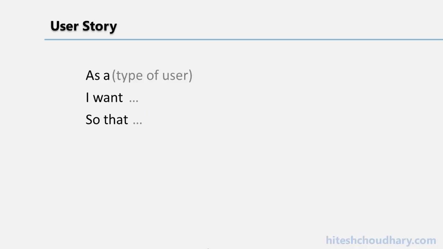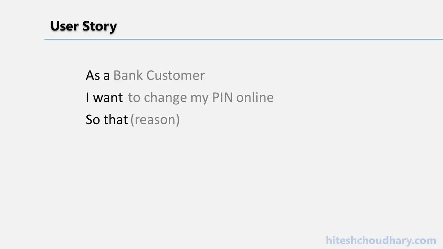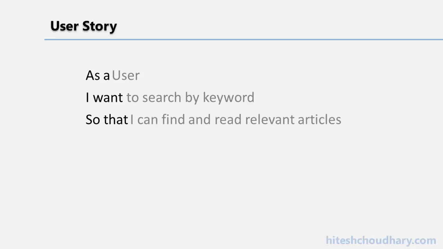As a type of user or role, I want, and here you describe the goal, so that, the reason or the benefit. The "so that" part is optional, but it is very useful. So an example: as a bank customer, I want to be able to change my PIN online so that I don't have to go to the branch. Focused on one specific goal, one specific user, for a particular reason. Or, as a regular user, I want to search by keyword so that I can find and read relevant articles.